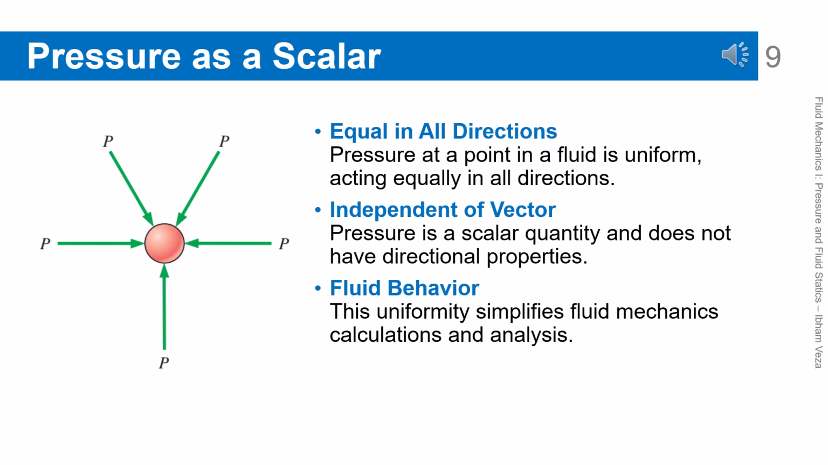Pressure as a scalar. Pressure at a point in a fluid acts equally in all directions. This shows that pressure is not a vector quantity, but a scalar. This property greatly simplifies force analysis in fluids. The direction of the pressure force depends on the surface orientation, not on the pressure itself. This concept is fundamental in hydrostatics.